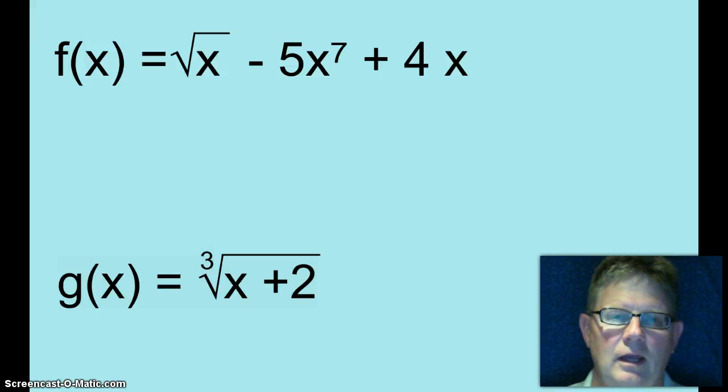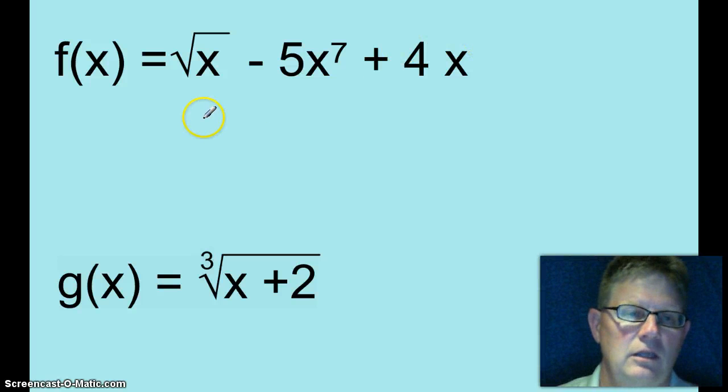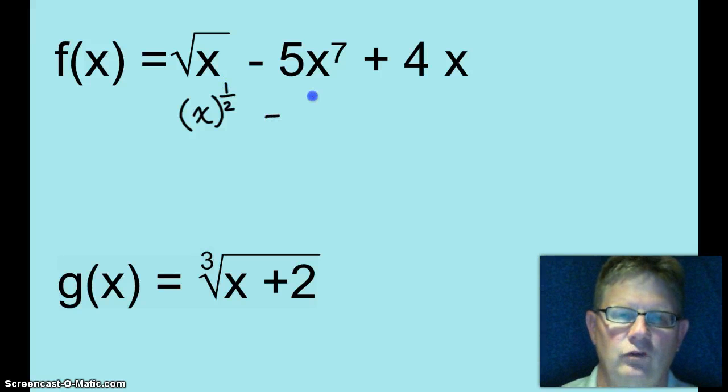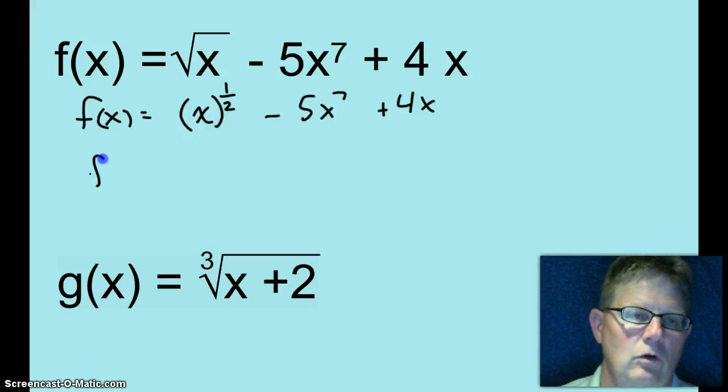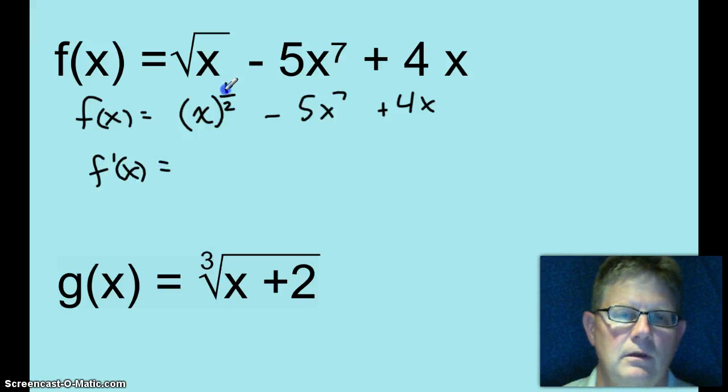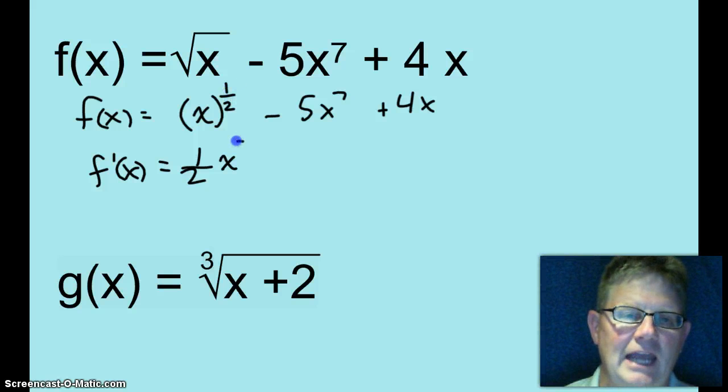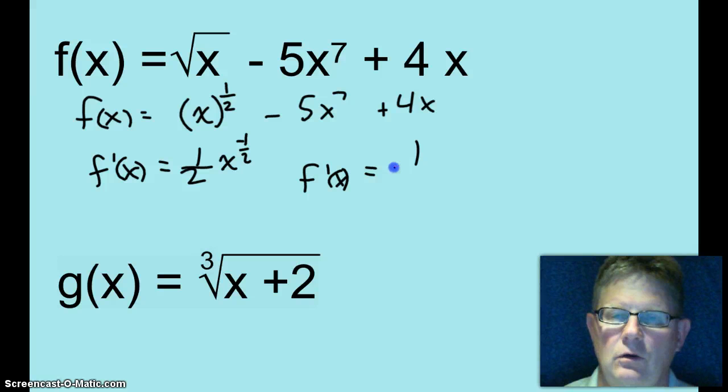Oh my goodness, what's going on here, Mr. Manning? Okay, what is a fractional exponent when you've got a square root? Okay, in your brain, or if you need to write it out, go ahead and write it out. That would be x to the 1/2, minus 5x to the 7th, plus 4x. So f of x equals that. So f prime of x is going to equal, move that exponent down front, 1/2, x, subtract 1 from 1/2, and you get negative 1/2. So that's going to move x down in the denominator with an exponent of 1/2. So f prime of x is going to equal 1 over 2, and that would be x to the 1/2, but we just know that that's root x.